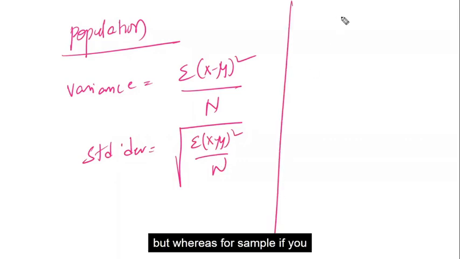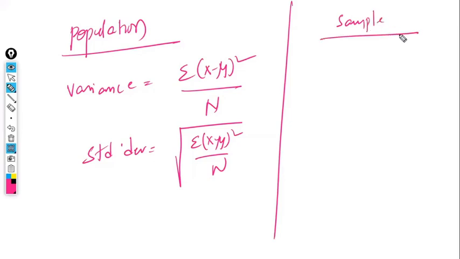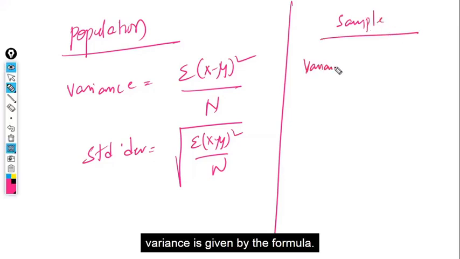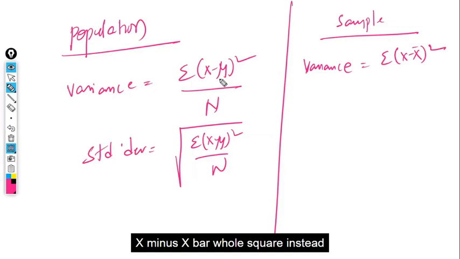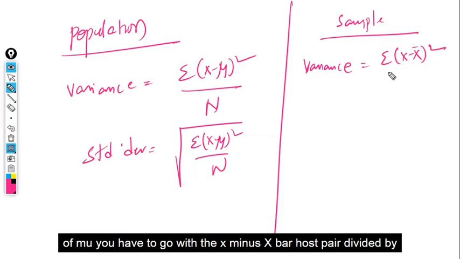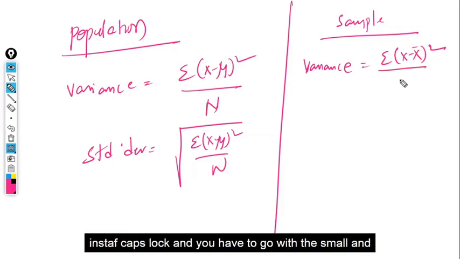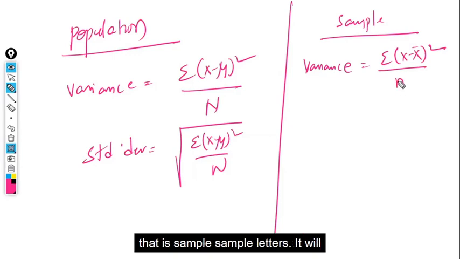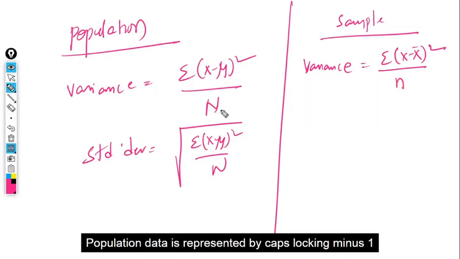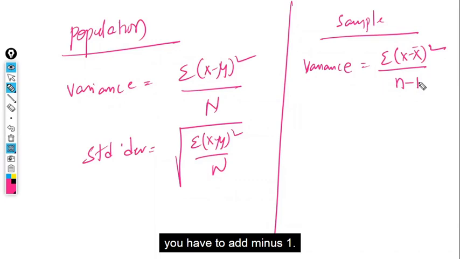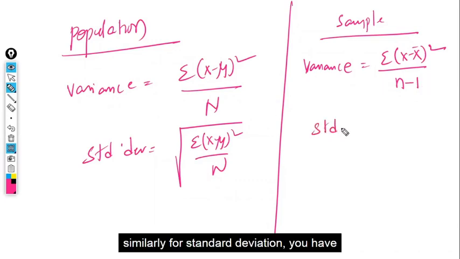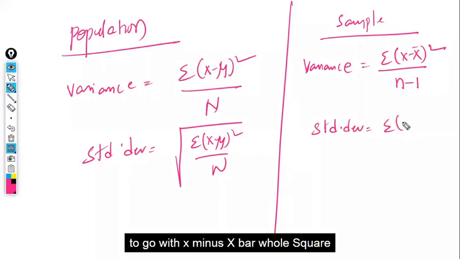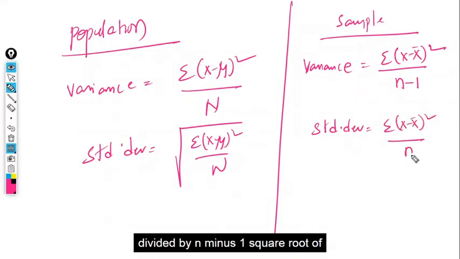But for the sample, variance is given by the formula x minus x bar whole square. Instead of mu, you have to go with x minus x bar whole square divided by, instead of capital N, the small n. That is sample data, so it is represented by small n. Population data is represented by capital N. Minus 1, you have to add minus 1. Similarly, for standard deviation, you have to go with the square root of x minus x bar whole square divided by n minus 1.